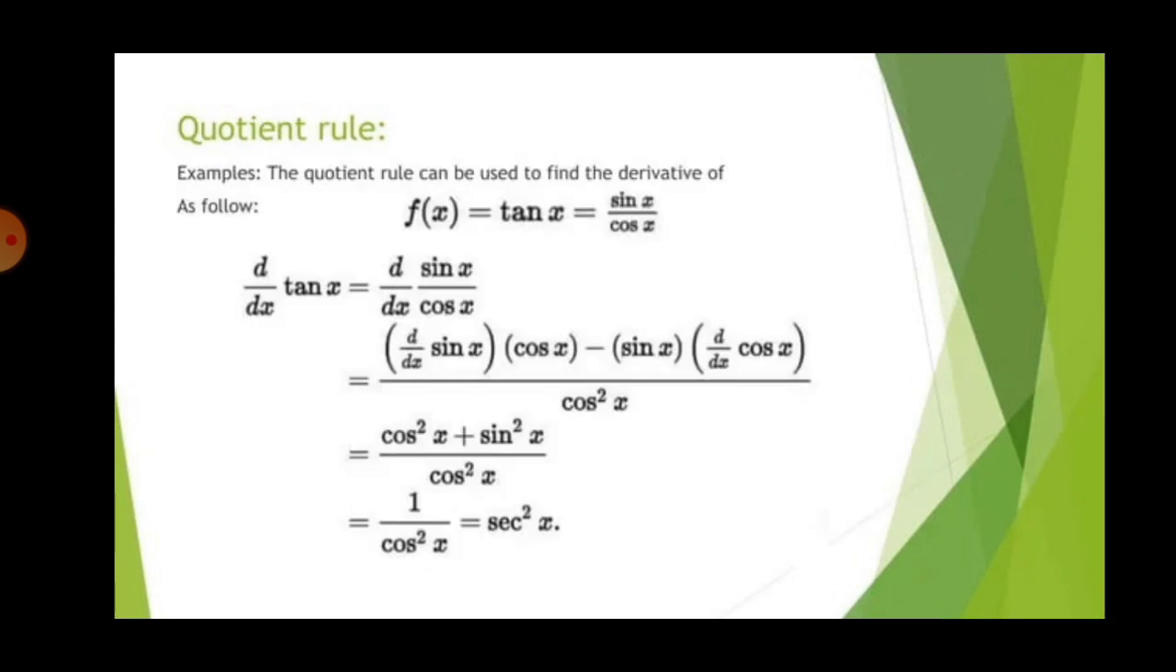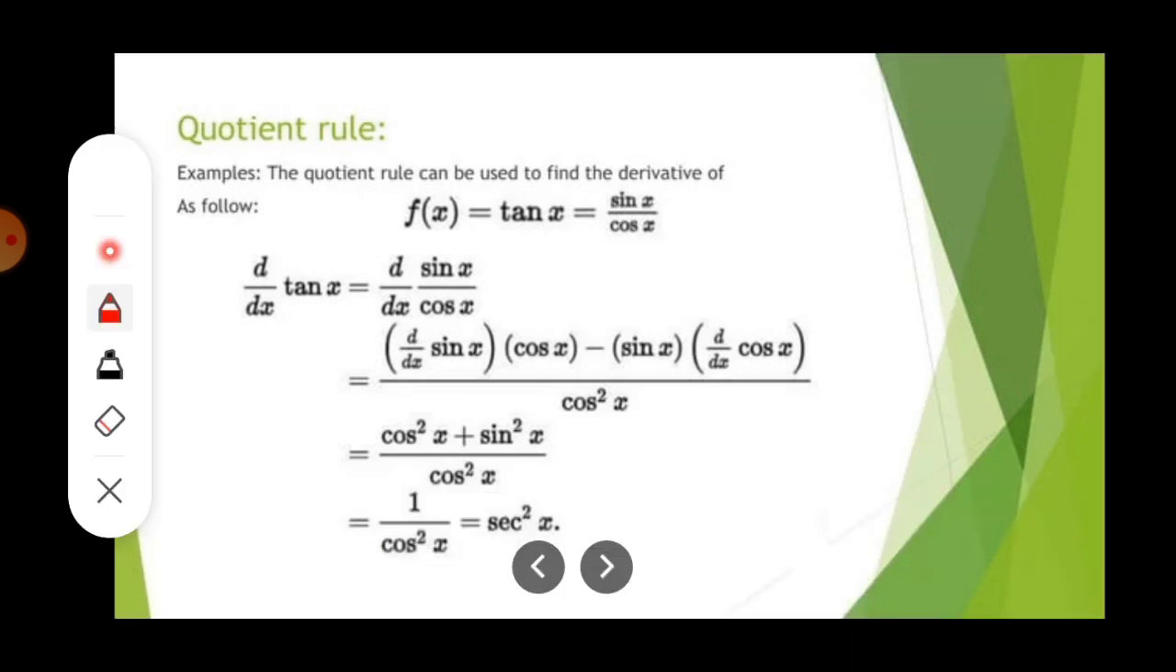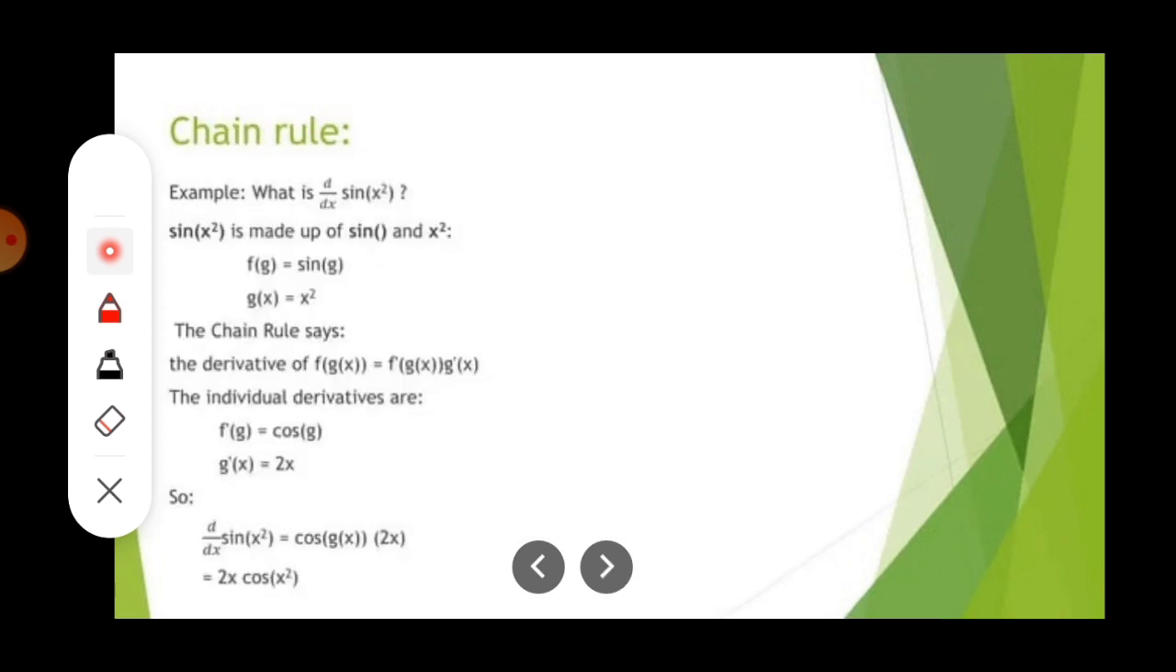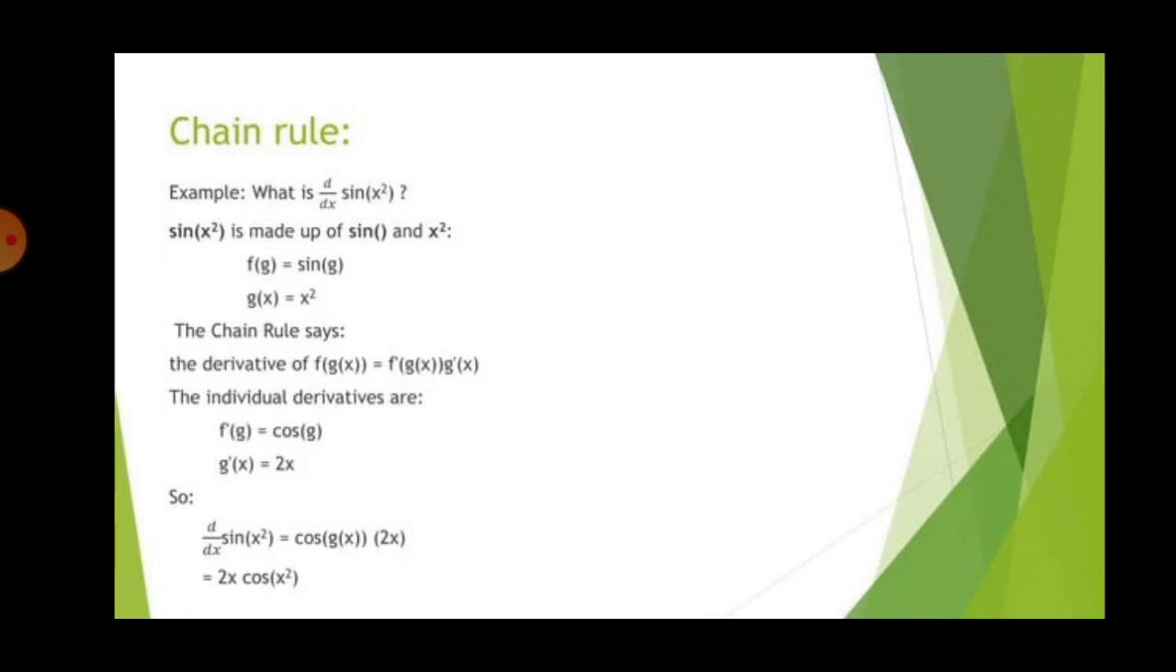Next, the quotient rule. The quotient rule can be used to find the derivative of a quotient as follows. So here is our equation and our formula. Chain rule. Example, what is d all over dx of sine x squared?